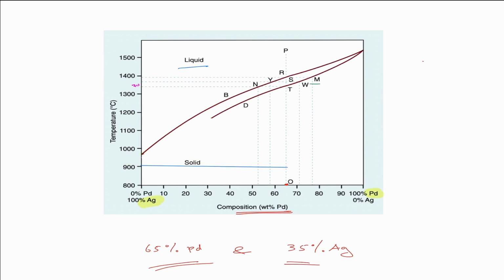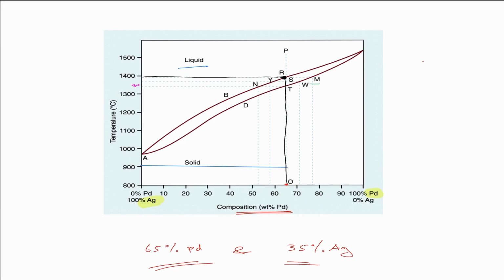So let me explain to you. For example, at a particular temperature, let us take it as 1400. They're saying the temperature is 1400 degrees Celsius and the composition is 65% palladium. What is the phase? The phase is predominantly liquid, isn't it? It's predominantly liquid, or we could call it liquid.